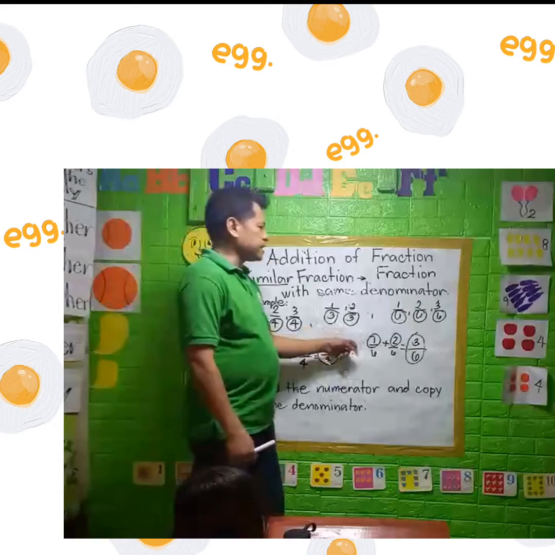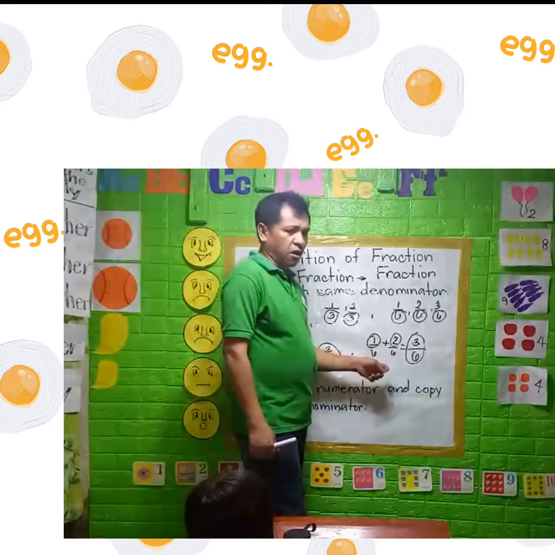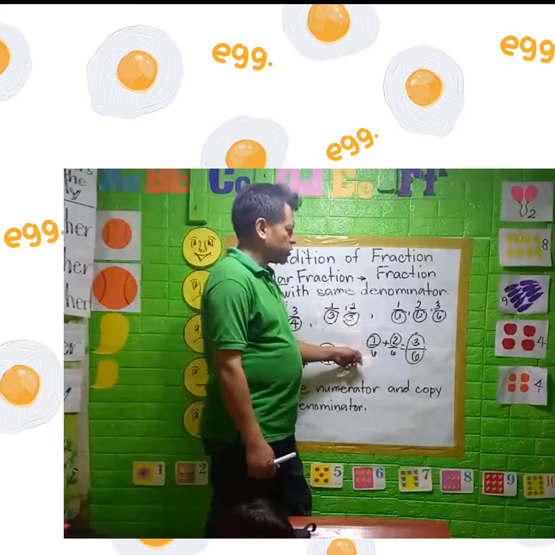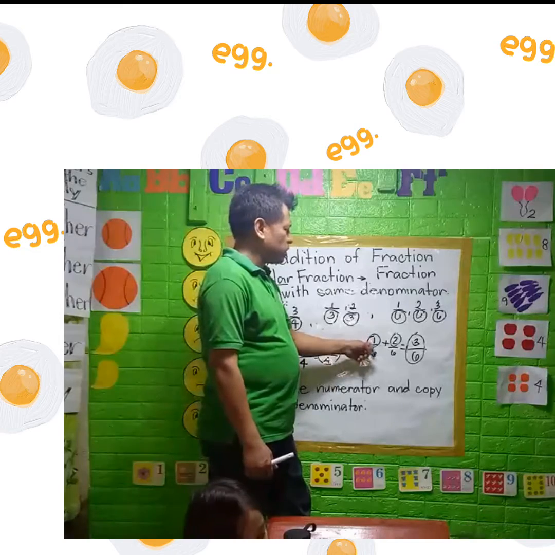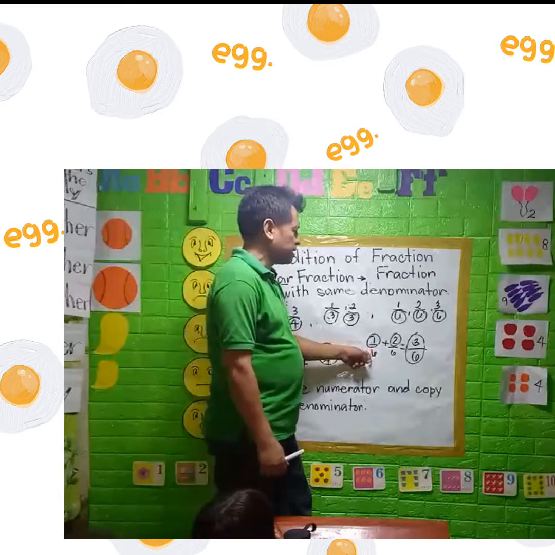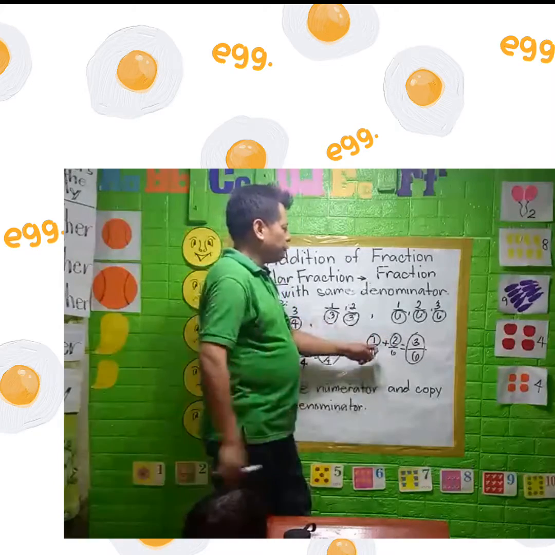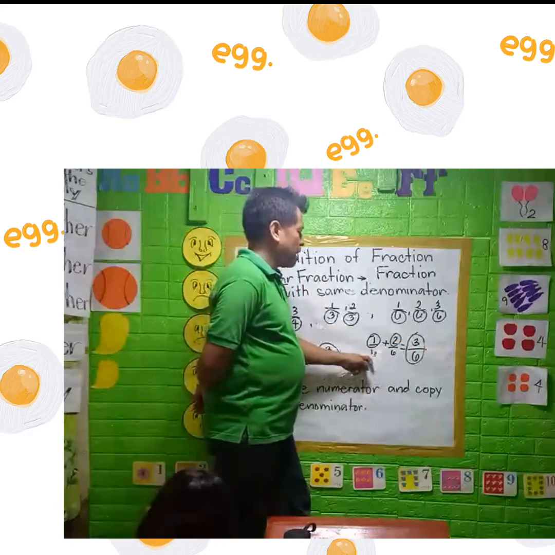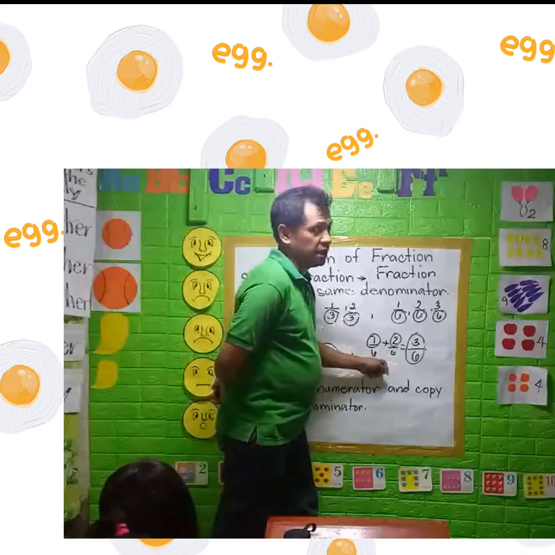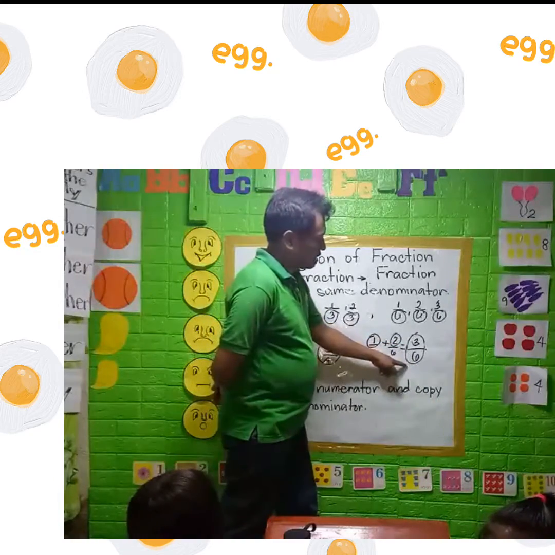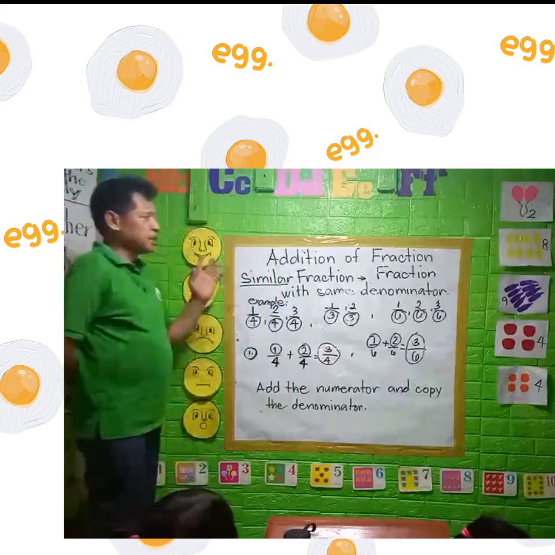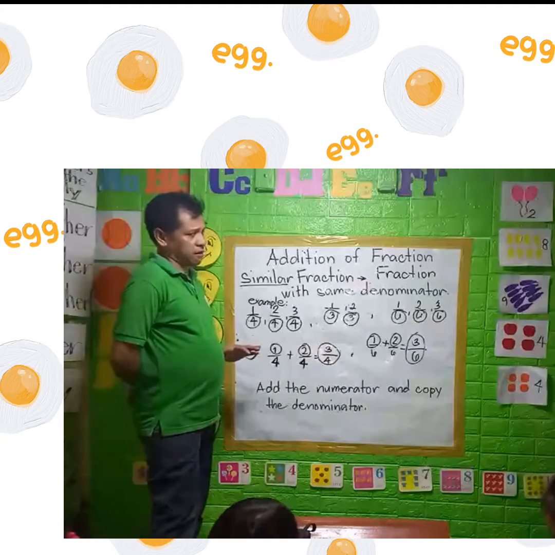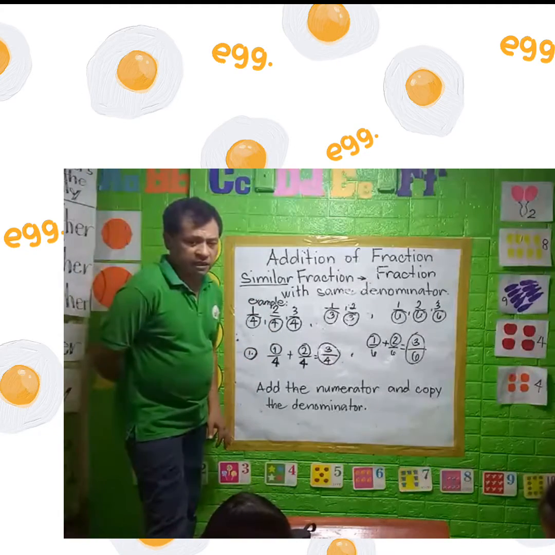Another one, 1/6 and 2/6. Again, these are what we call similar fractions. In adding similar fractions, we are just going to add the numerators. Our numerators with 1/6 and 2/6 are 1 and 2. If we add 1 and 2, the sum is 3. Now, all we have to do is just copy the denominator. So the answer is 3/6. That is simply what we call addition of similar fractions. Is that clear, kids? Yes.